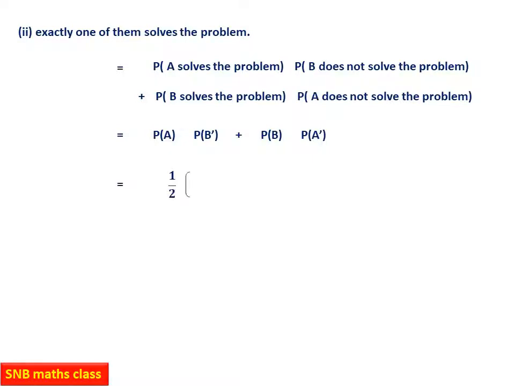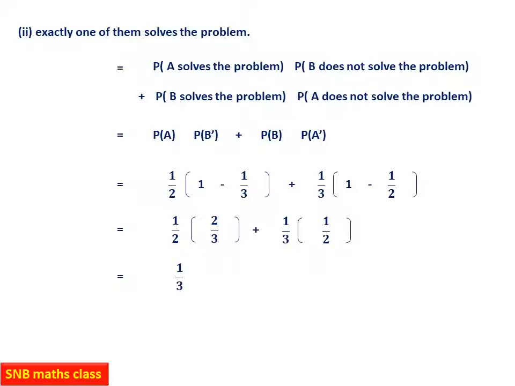So substitute 1 by 2 into 1 minus 1 by 3, plus 1 by 3 into 1 minus 1 by 2. Simplify. So it is 1 by 2 into 2 by 3 plus 1 by 3 into 1 by 2. Simplify further. First one is 1 by 3, 2 cancels. Second one is 1 by 6. Add them. So you get 1 by 2. Therefore, the answer to the second part is 1 by 2.